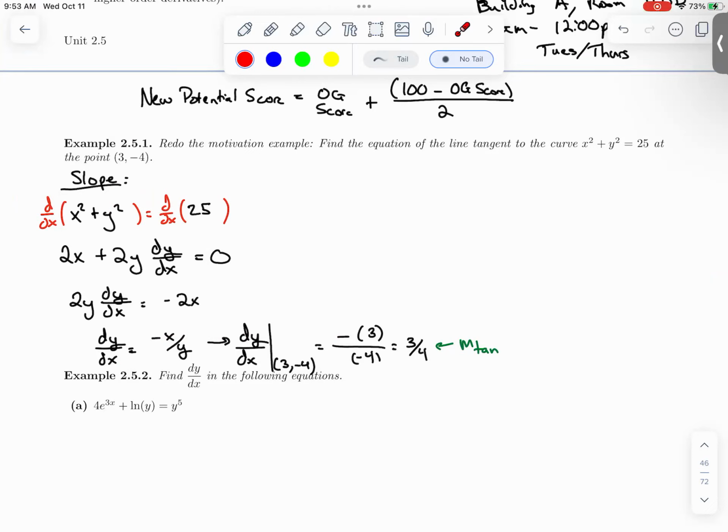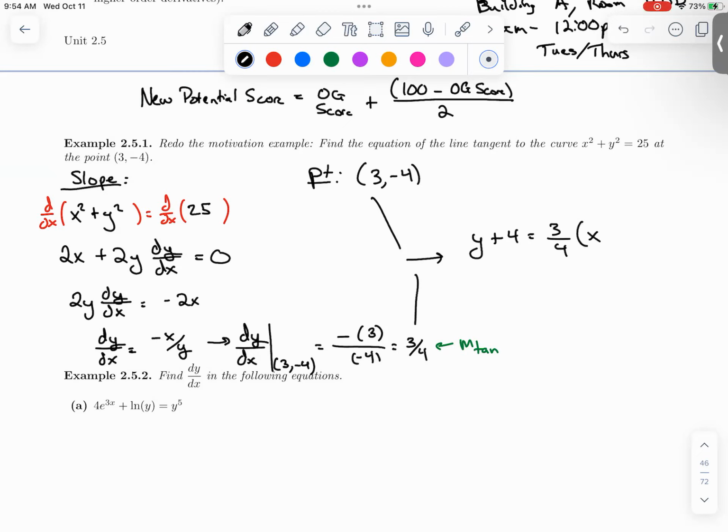Now, yes, this is taking longer right now, but you'll see later on, especially with ones where we wouldn't be able to solve for x in a nice way, that this is much more efficient. So that's the slope. And then the point was already given, 3, negative 4. So bringing these two things together, we get y minus negative 4, so y plus 4 is equal to 3/4 x minus 3. And I'm just going to leave it like that in the interest of time, but you could write it in slope intercept form if you so preferred.